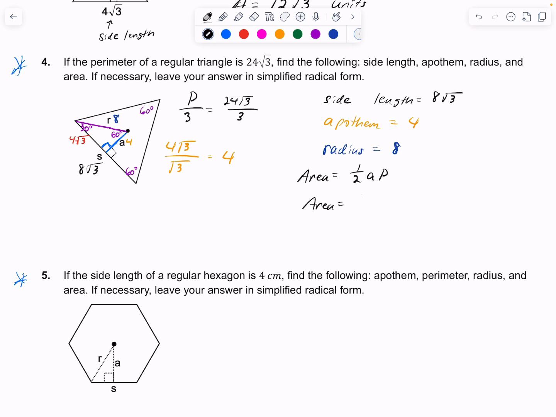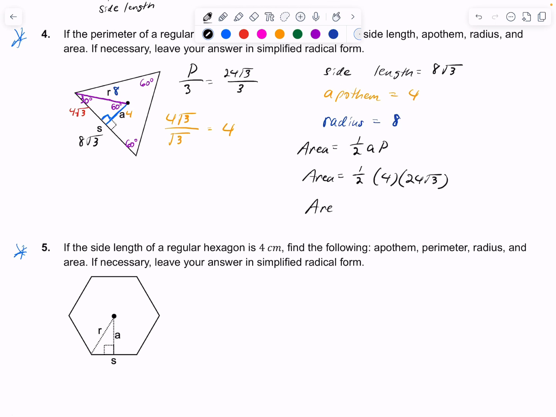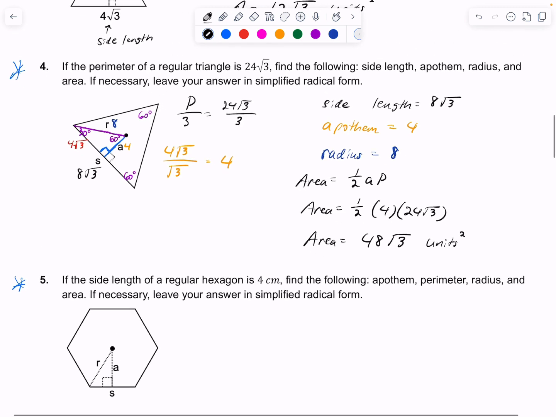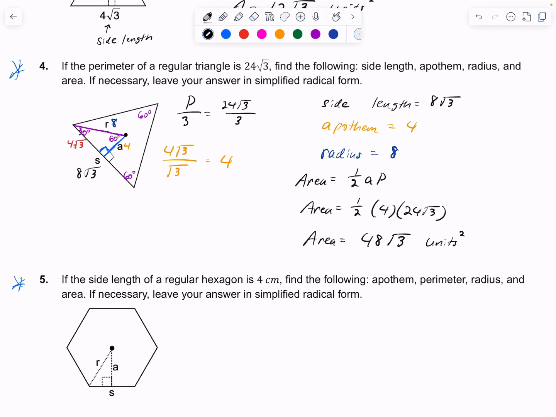So I know both of those things. I know the apothem we just found was 4, and the perimeter is actually given to us at the beginning of the problem. That's 24 times the square root of 3. Oop, I'm sorry, it's not a fraction. My bad. 24 times the square root of 3. So when I go ahead and find the area here, all right, we're going to leave it as a radical. So half of 4 is 2, and then 2 times 24 is 48 times the square root of 3 units squared. All right, so that is using a lot of stuff from different units and stuff that's new with that area formula, using the apothem and the perimeter to find all those pieces of information.